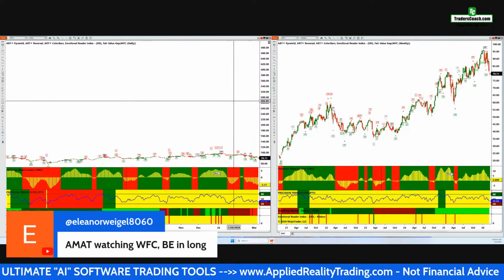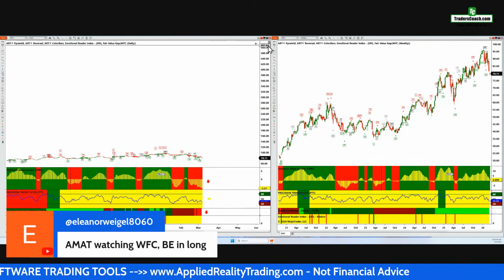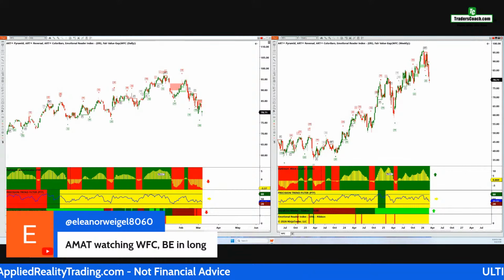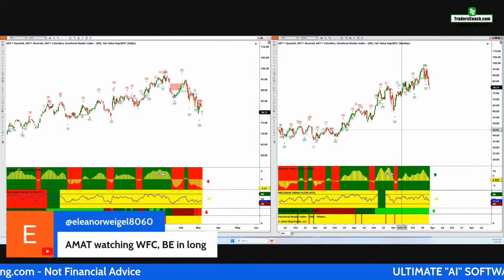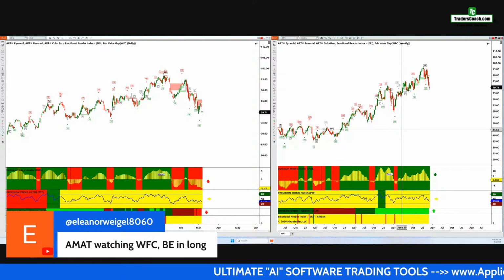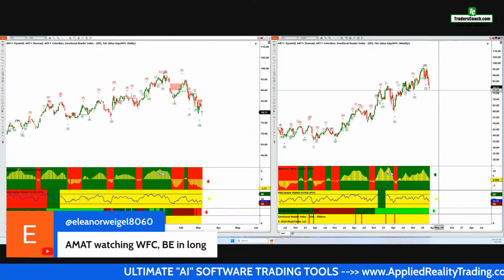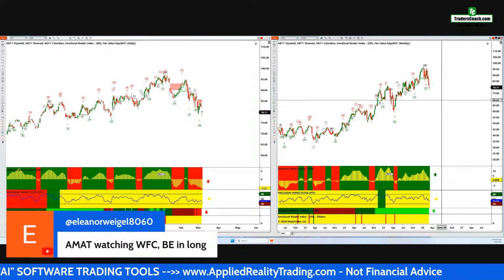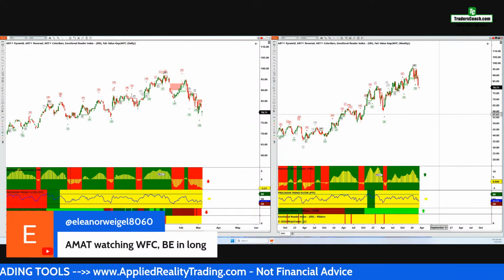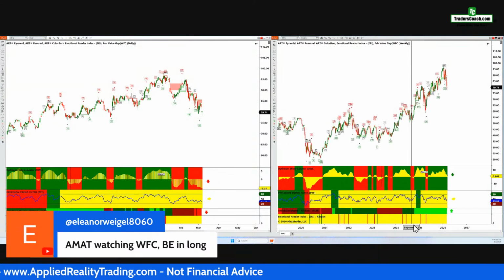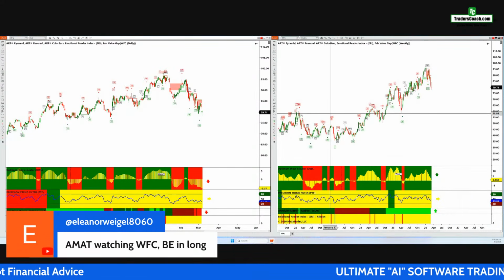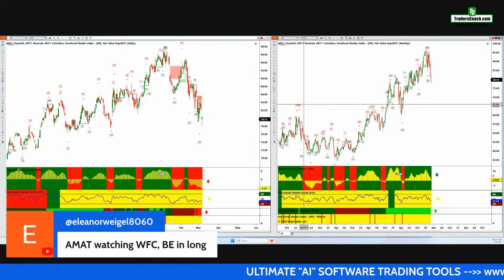All right, let's see what we got cooking here. WFC, pulling back. Okay, so on this one here, we're still pulling back. We may go into a significant correction here down into the 70 mark here, 65. So I would hold off on this one, okay? And BE, you're long in BE.